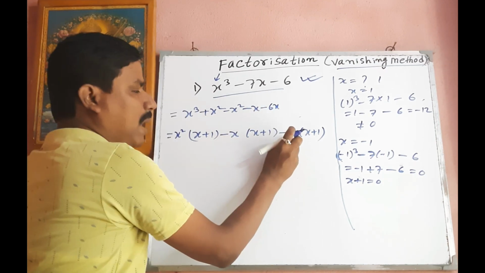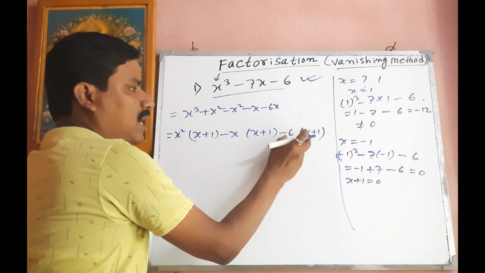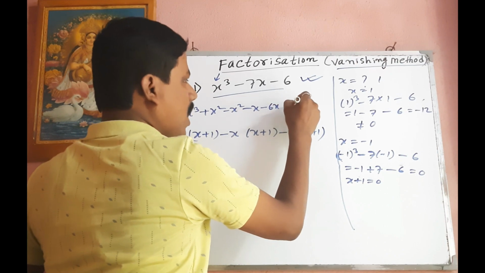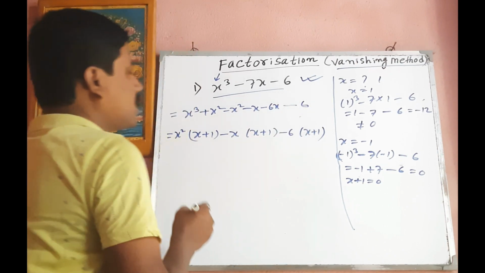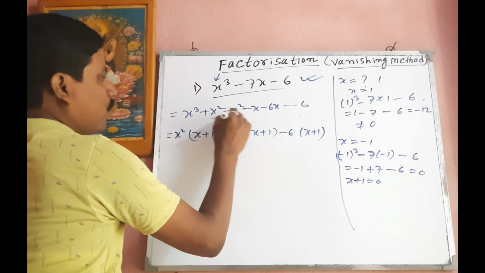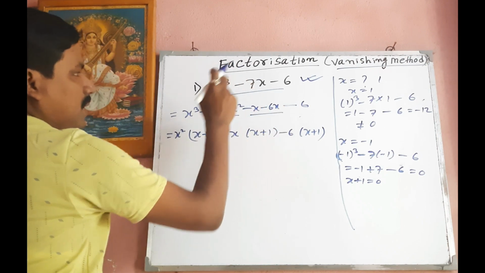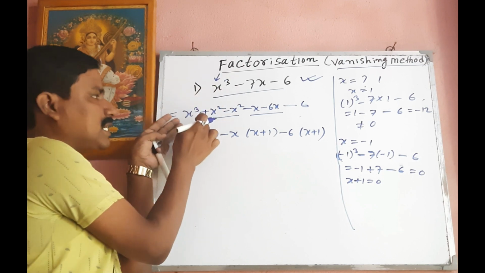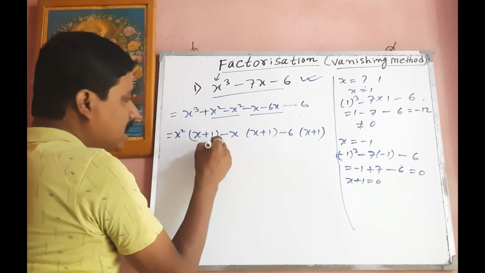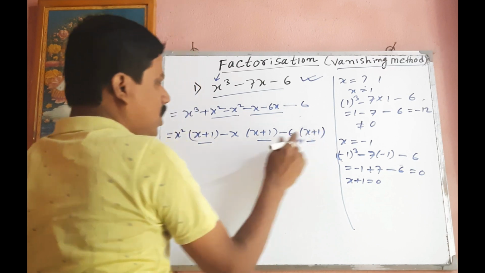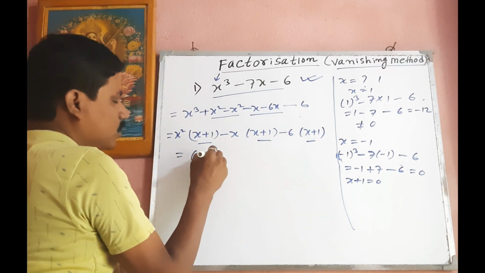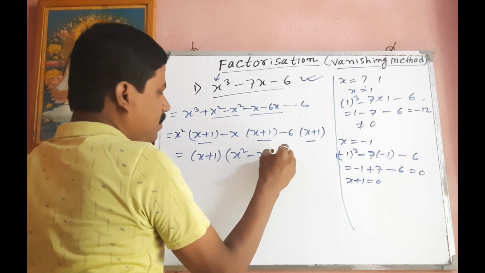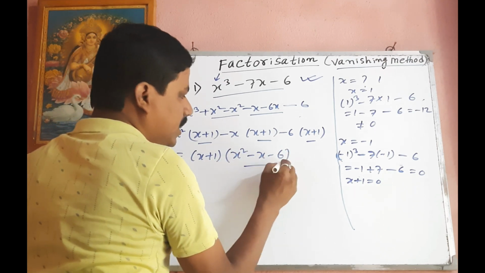So we put minus 6 here, minus 6 into x, and the additional minus 6 into plus 1 is equal to minus 6. So this will vanish, and we get minus 7x and minus 6. So the given expression is rearranged. Now taking x plus 1 common, the remaining is x square minus x minus 6, and this is a quadratic equation.